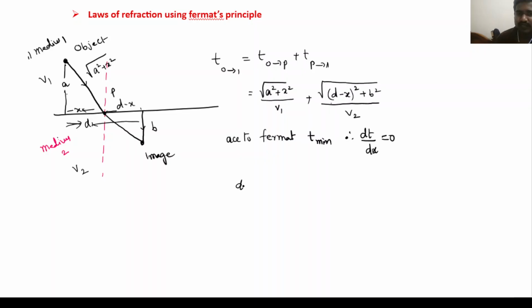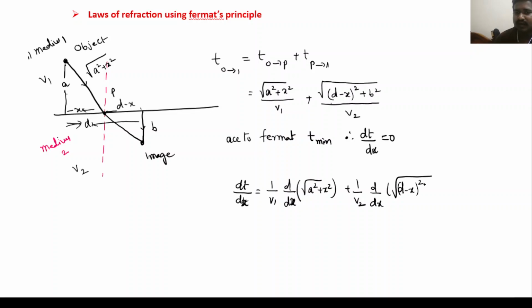So dt by dx is 1 by v1 times the derivative d by dx of under root a square plus x square, plus 1 by v2 times d by dx of under root (d minus x) whole square plus b square. Now if you differentiate this, it is equal to 0.